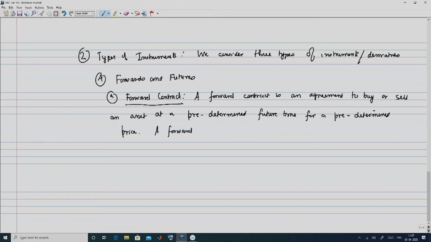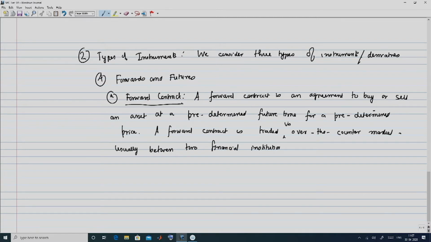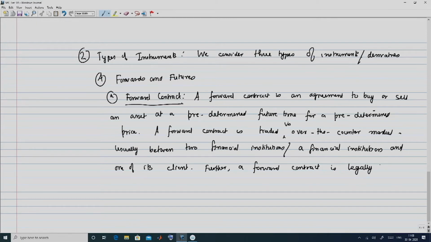And another characteristic of a forward contract is that it is traded in the over the counter market, usually between two financial institutions, or between a financial institution and one of its clients. Further, a forward contract is legally binding on both the parties.